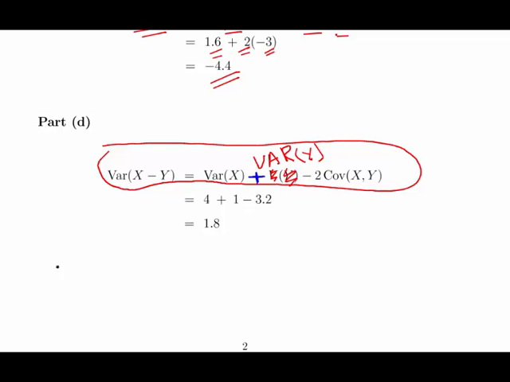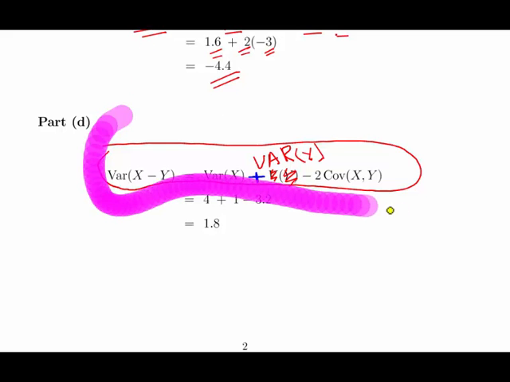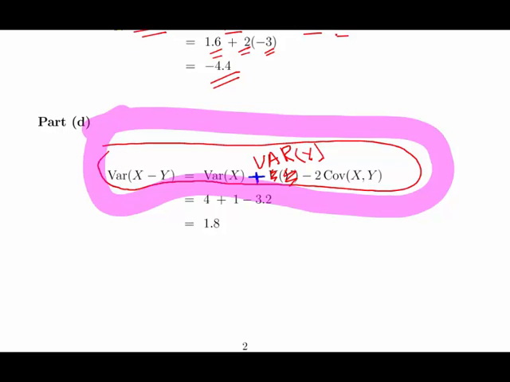How you work that out is a long explanation, so I'll leave it alone. For this particular video, we can just invoke this formula. Doing a long derivation here is probably against the idea of what this video is about. So 4 plus 1 minus 3.2 gives us 1.8. So yeah, we'll leave it there.